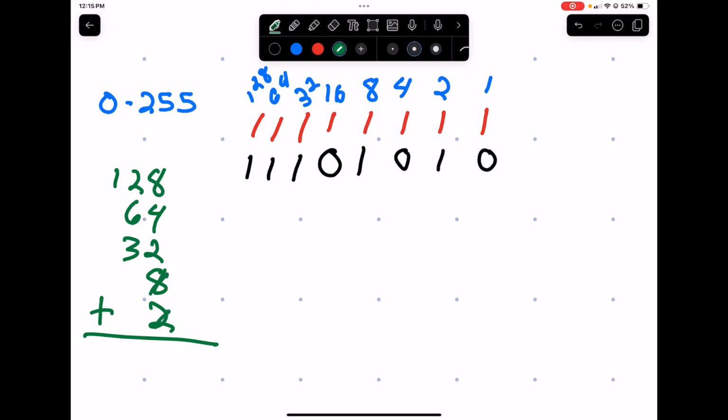Alright, so we got 128, 192, 224, 232, 234. 234 is our answer. Alright, hopefully this kind of makes sense. It's not very difficult converting binary into decimal.